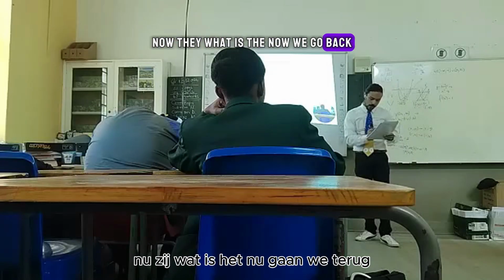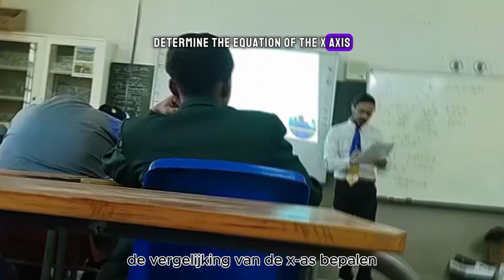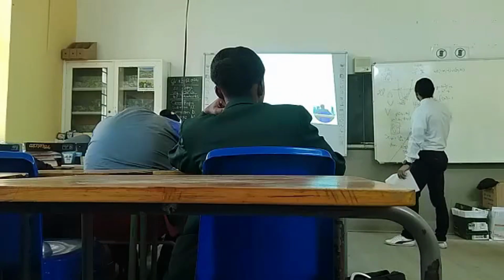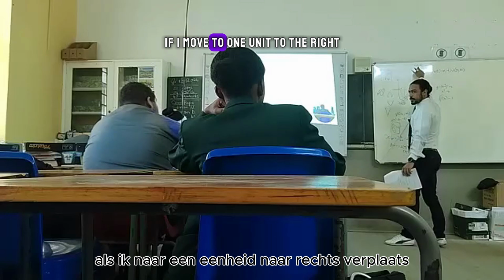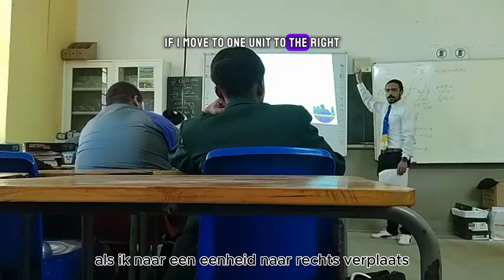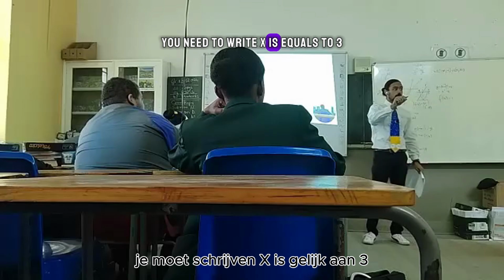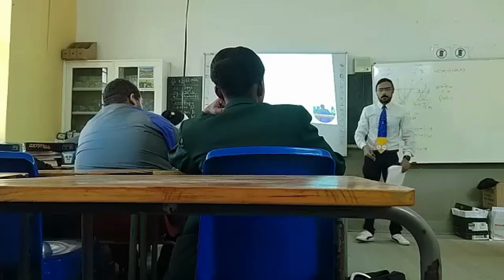Now we go back, determine the equation of the axis of symmetry. What is the current axis of symmetry? 2. If I move 1 unit to the right, x is going to be equal to 3. You need to write x is equal to 3. Let me just check on that one.